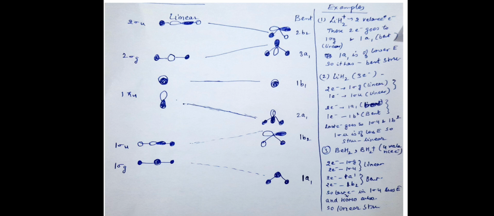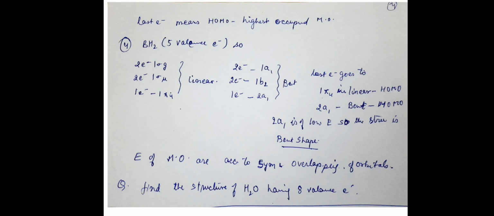इस तरह से आपको सबसे पहले कैरेक्टर टेबल बना देनी है, फिर आउटर मोस्ट वैलेंस इलेक्ट्रॉन देखने हैं मॉलिक्यूल के, काउंट करने हैं, काउंट करके उनको नीचे से भरना है। नीचे से भरने के बाद लास्ट इलेक्ट्रॉन जिसमें जाएगा, last electron goes to which molecular orbital, you have to find that molecular orbital, that is called HOMO. What is the HOMO of linear, 1 pi u, and what is the HOMO of bent is 2a1. Which one has lower energy, 2a1 is of lower energy. So the structure is bent shape.